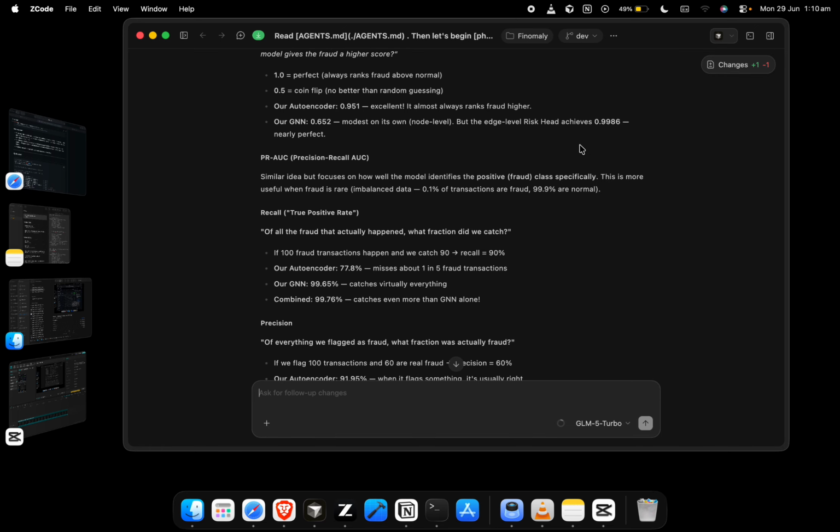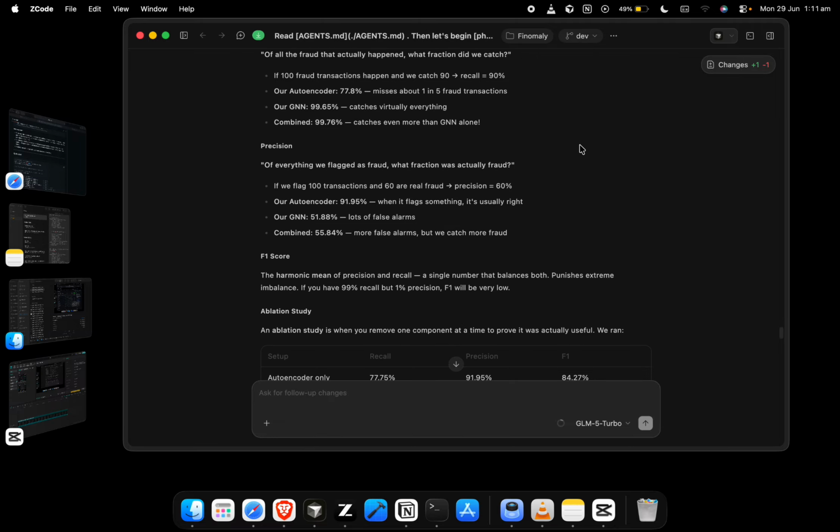So the recall, this has a true positive rate of all the fraud that actually happened. What fraction did we catch? This is what the metric is evaluating. So if 100 fraud transactions happen and we catch 90, the recall percent is 90%. Our autoencoder 77.8%. It misses about 1 in 5 fraud transactions, which is decent, is good. Our GNN 99.65%. It catches virtually everything. Then the combined score is 99.76%, which catches even more than the GNN alone.